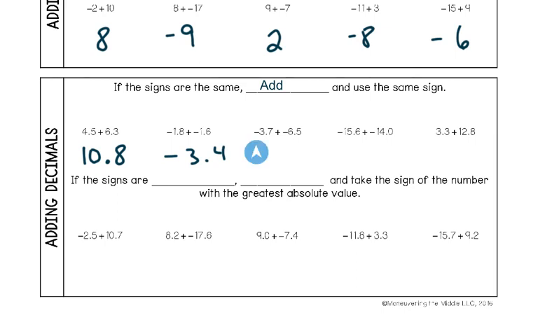If the signs are the same, which they are, we will add and use the same sign. So I'm going to add decimals. I line them up vertically along their decimal. So 3.7 plus 6.5. I know that they're both negative. I can write negatives next to them if I want to, just to make sure that I know.